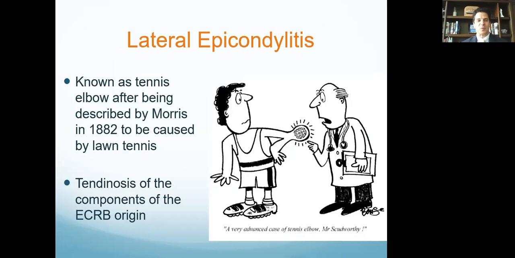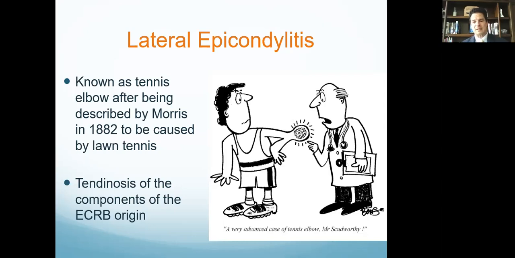And it's been around for a while. As you can see, it was first described in 1882 from lawn tennis, which I assume is very close to regular tennis. The backhand motion is the big contributor to this condition, and I'll explain why in just a second.